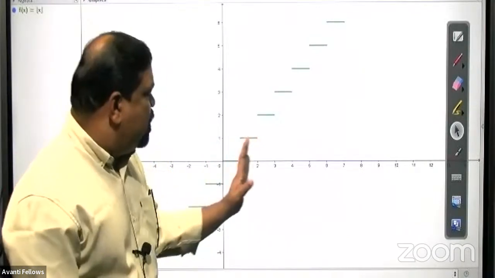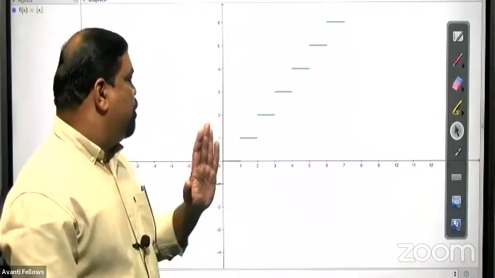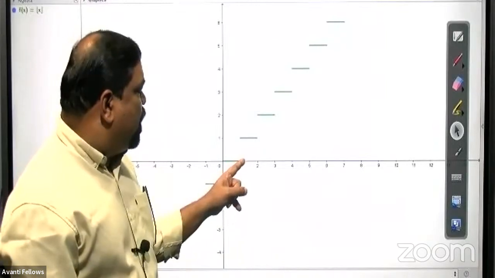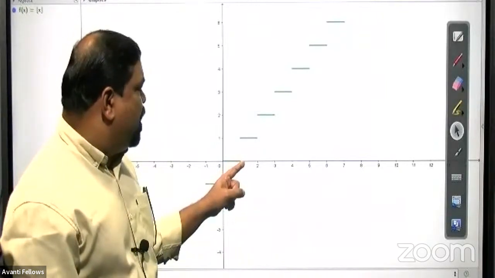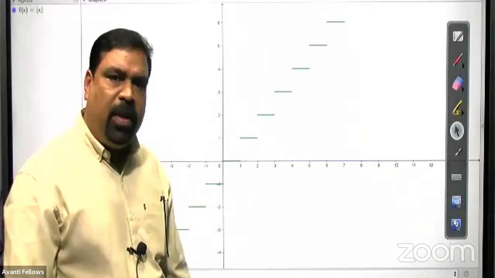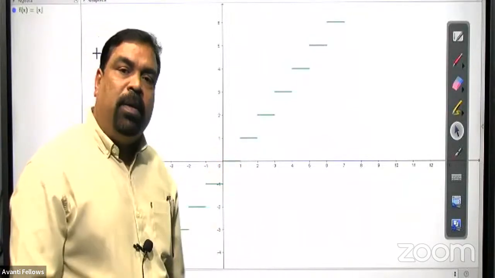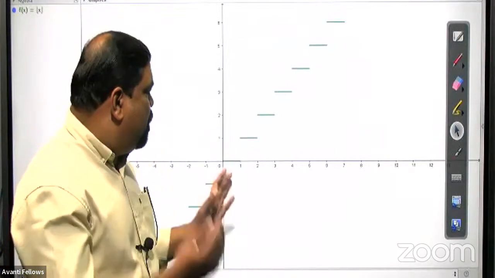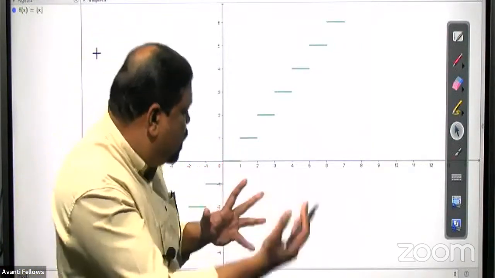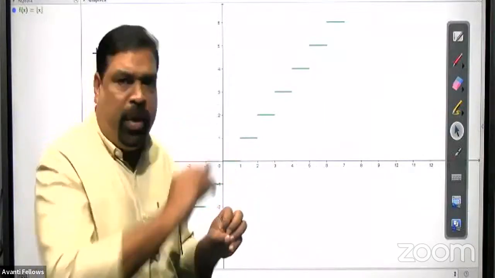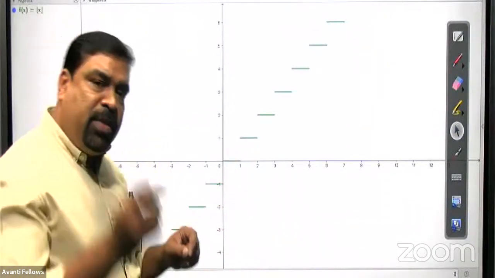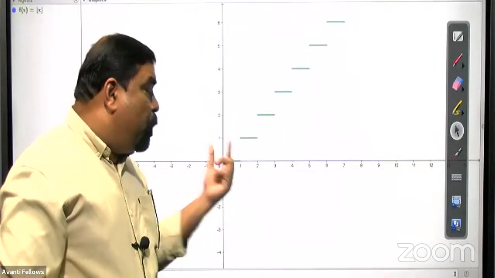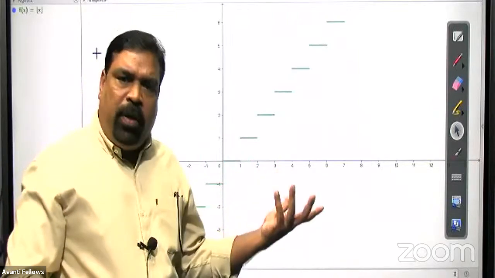And on the right side of 1, what is the right hand limit? For example, if x is 1.1, the image is 1. If I take 1.01, the image is again 1. So everywhere on the right side of 1, the function value is always 1 only. So the right hand limit is 1 and the left hand limit is 0. So very clearly at the point 1, it is not continuous.